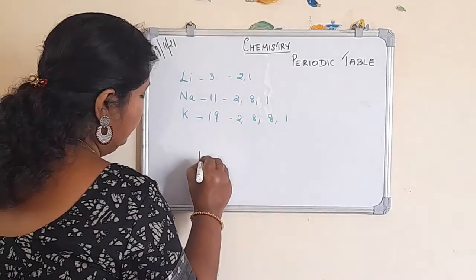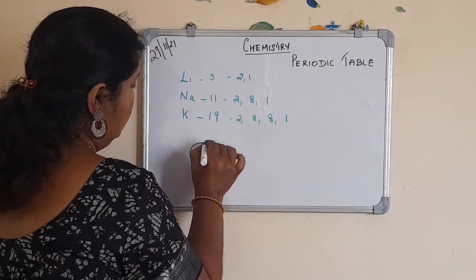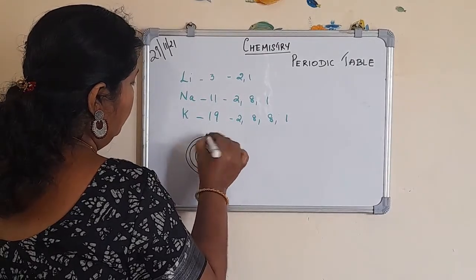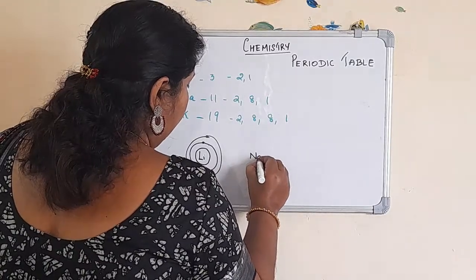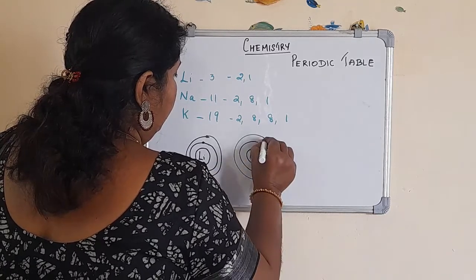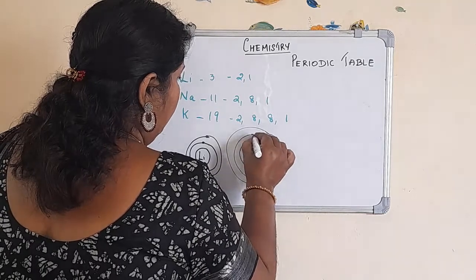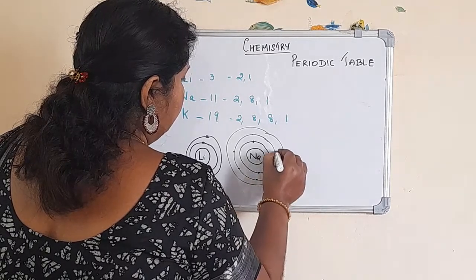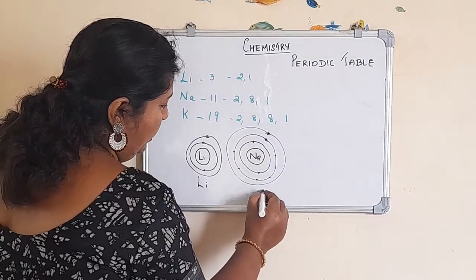First I am drawing lithium. A nucleus first, 2 electrons, 1 electron. This is lithium. Next is sodium. 2 electrons, then 8 electrons, then 1 more electron. This is sodium.